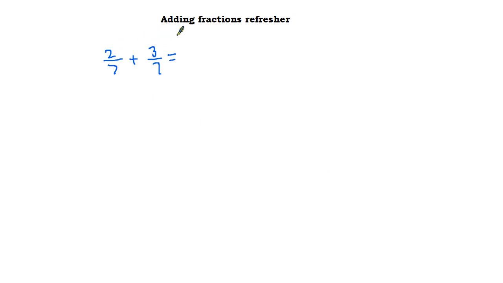Just wanted to do a quick refresher on adding fractions. I wanted to remind you that if we want to add together two fractions that have the same denominators, all you have to do is add the numerators together. So in this case, since 7 is the same denominator, we just do 2 plus 3 all over 7, which of course in this case would be 5/7. So hopefully you're with me on that.